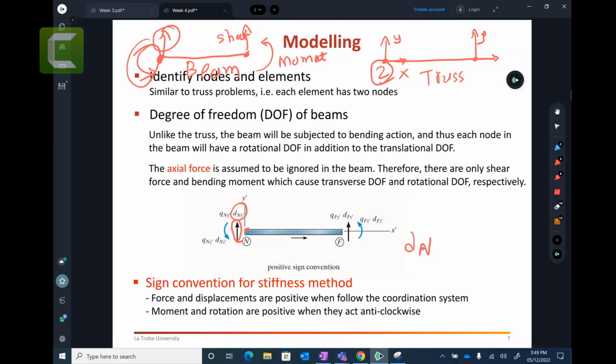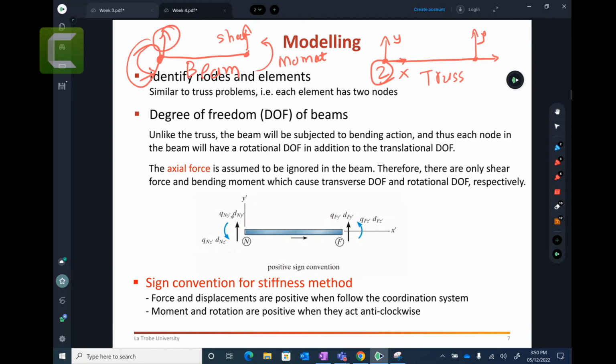D stands for displacement, n stands for near node. Now there are location vectors. You remember in the truss as well, we have location vectors. The tail of the location vector recognizes the near node. The head of the location vector recognizes the far node. So that's how you do it. D stands for displacement, n stands for near node, y stands for the vertical displacement in the y direction, dash stands for the local axis, x dash y dash, the local coordinate system. I hope you understand the meaning of d and y dash. That is how we are going to represent them.